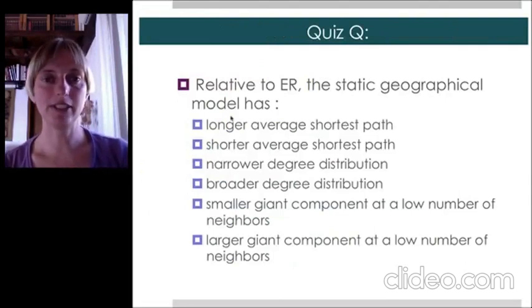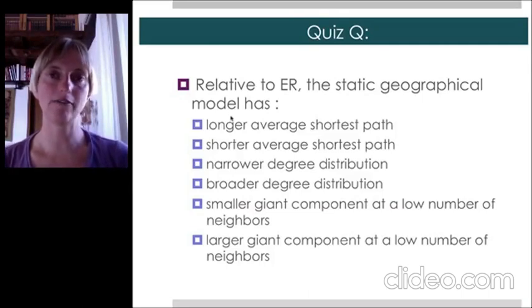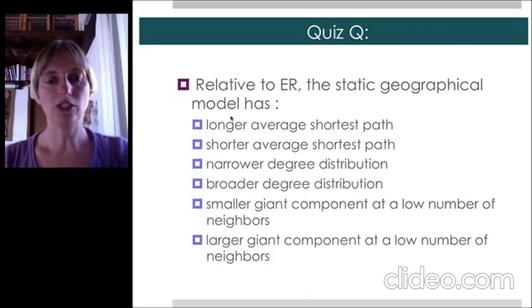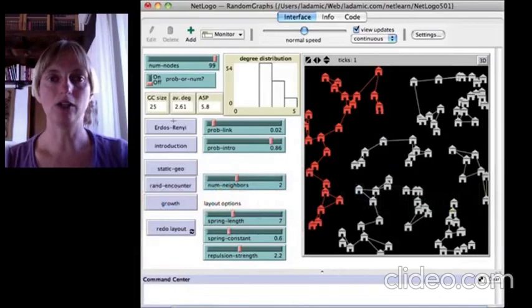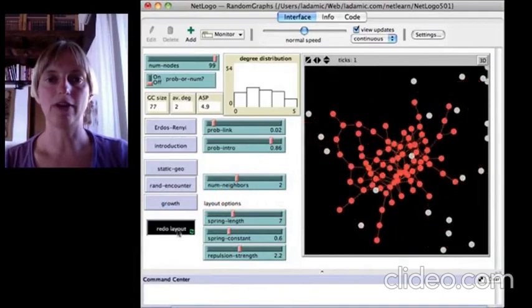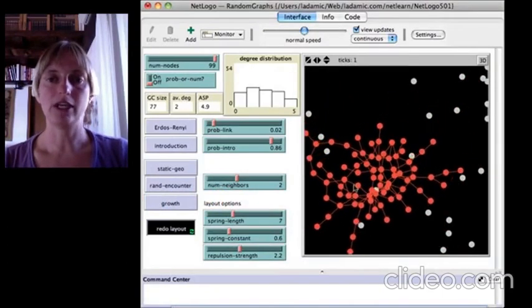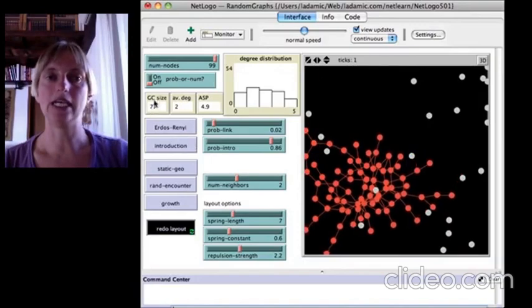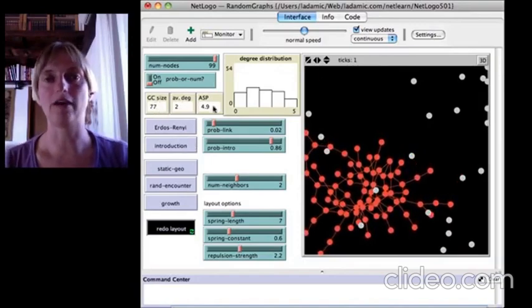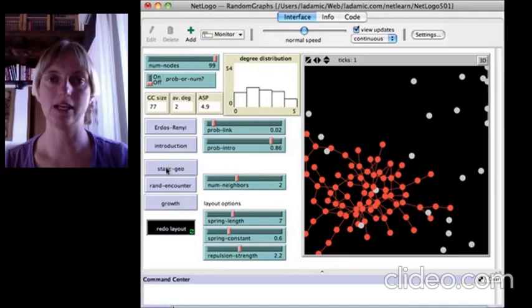We'd like to know, relative to the Erdős-Rényi random graph, whether this kind of static geographically generated graph has longer or shorter average shortest paths, broader or narrower degree distribution, and smaller or larger giant components. So to compare something like that, all you would do is, without changing any other parameters, click on Erdős-Rényi to generate an equivalent Erdős-Rényi random graph, and then look at the size of its giant component, average degree, and average shortest path, to contrast with the other model.